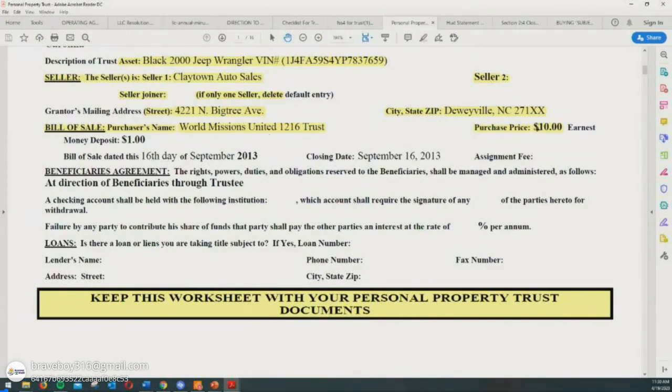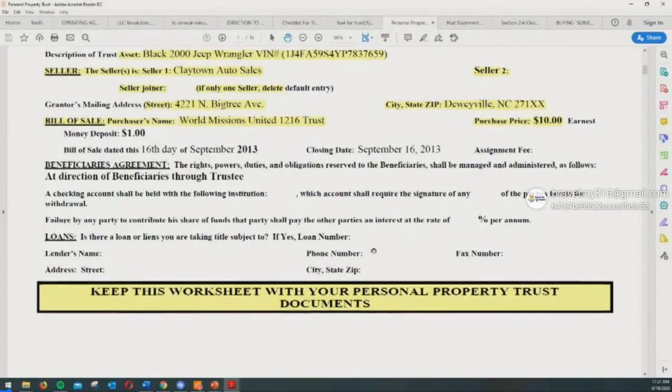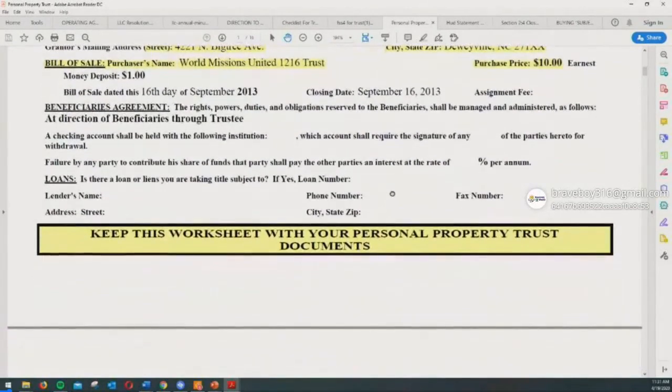So if you don't want everybody to know what your purchase price is, because that's not really relevant, you can just put a nominal amount, or you put the price of the car. So if you bought it for $10,000, you put the purchase price as $10,000. All right. Management of your beneficiaries agreement says that they have the right to manage and administer the trust at the direction of the beneficiaries through the trustee.